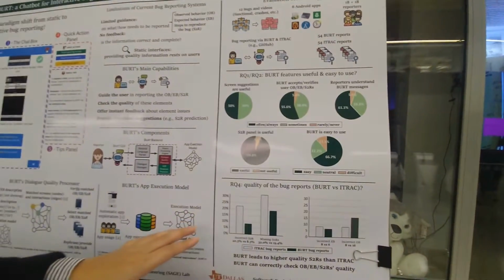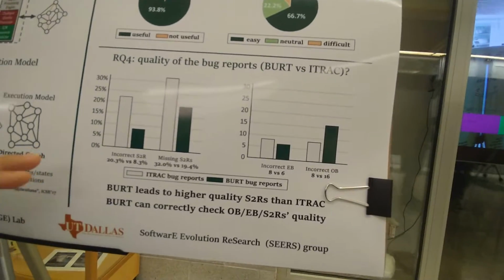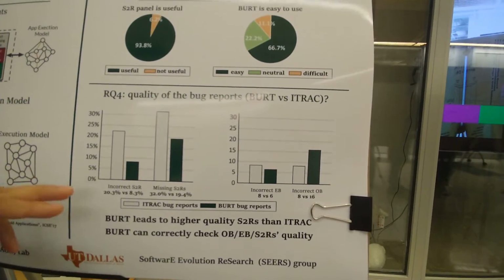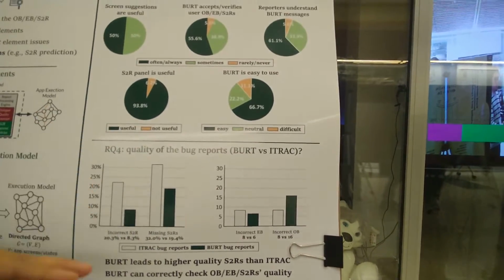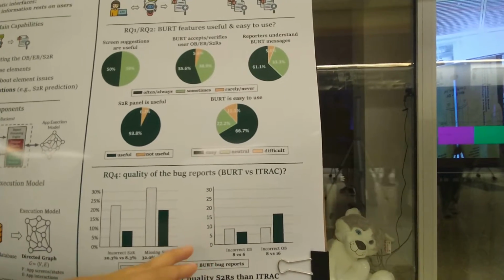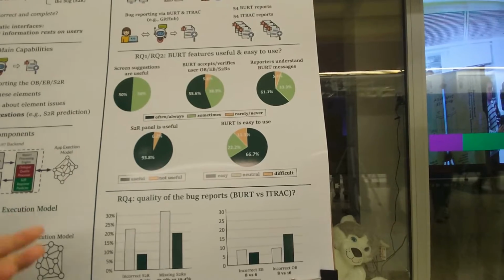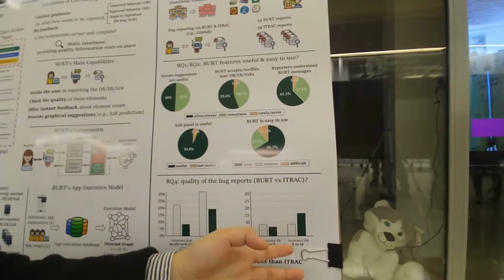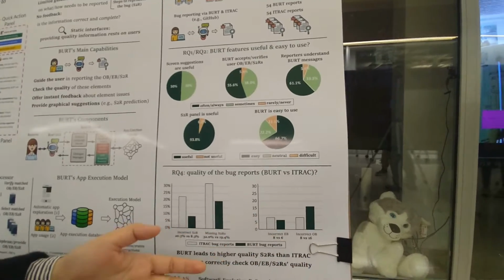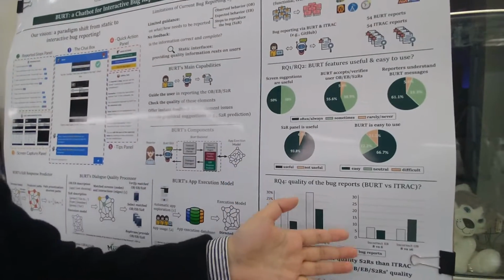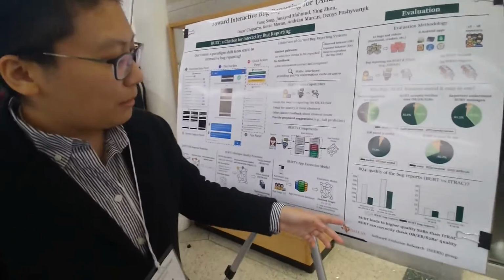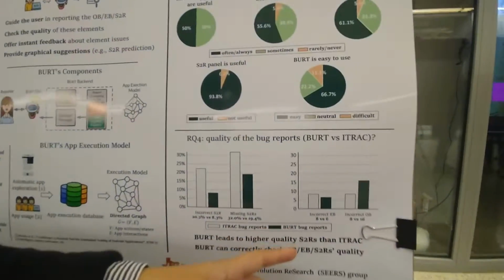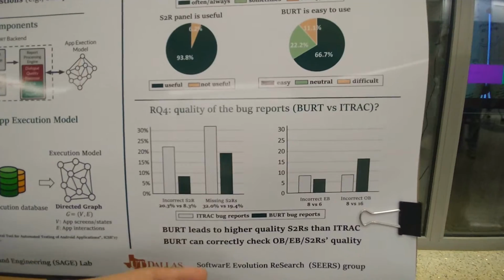About the quality of the bug reports, we can see that BURT leads to fewer incorrect and missing steps to reproduce compared with iTracker. The incorrect expected behavior is comparable between these two systems. However, BURT leads to more incorrect observed behavior. That means we need to improve the quality verification for observed behavior. In summary, we can see that BURT leads to higher quality steps to reproduce than iTracker, and BURT can correctly check those elements' quality.